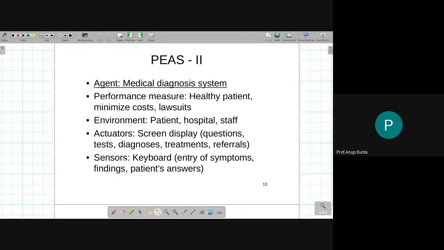So in this particular case of a chatbot, what is the sensor? The sensor input is the form that is filled by the customer or the patient in this case. So the form that the patient fills, the details that he gives, that is my percept.